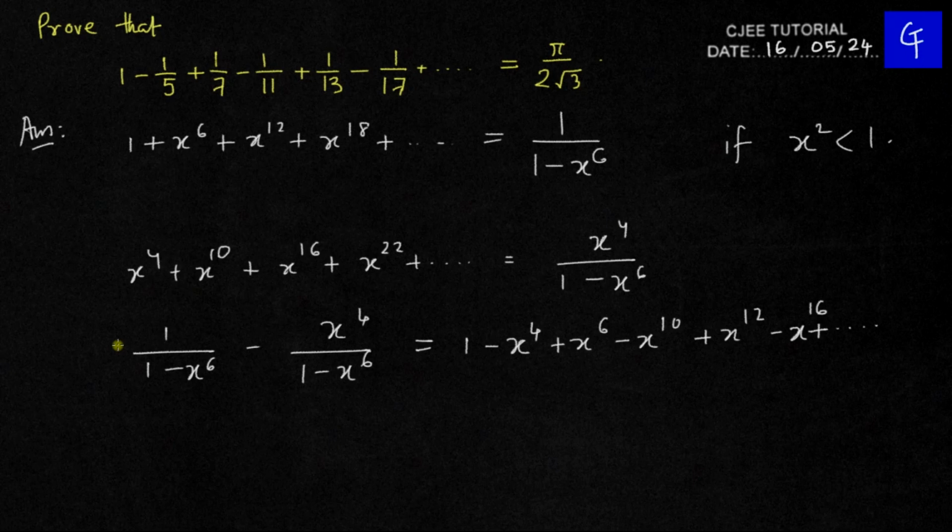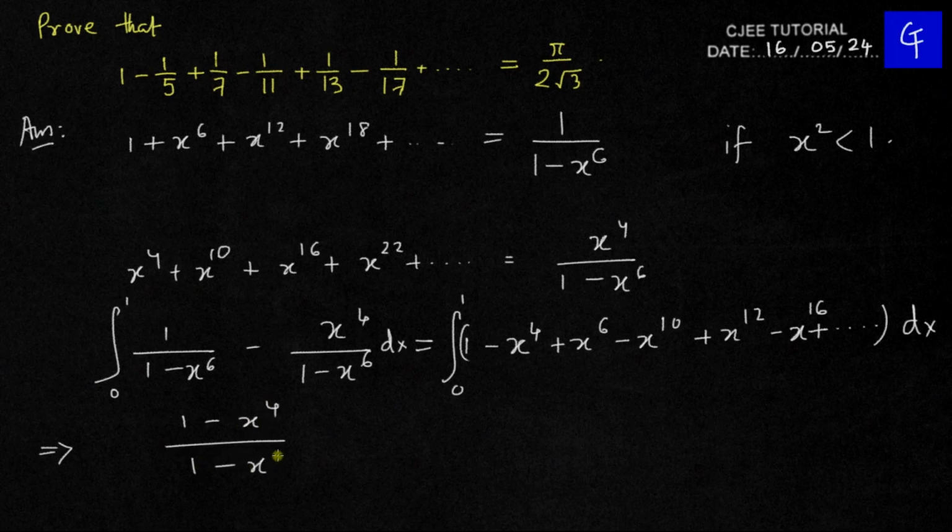If we integrate both sides with respect to x, then what do you have? Zero to 1, and let it be 0 to 1. What we have here is 1 minus x to the power 4 divided by 1 minus x to the power 6. Integration runs from 0 to 1 with respect to x, and this is also going to be the same thing.